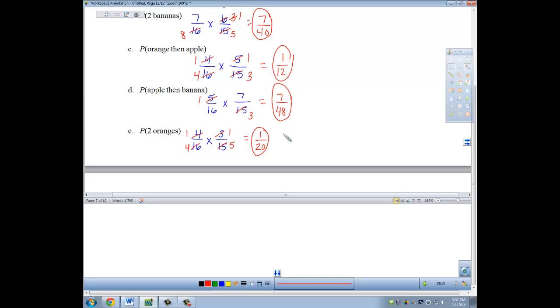So that is how you figure out the difference between independent and dependent events and how to find the probability for each.